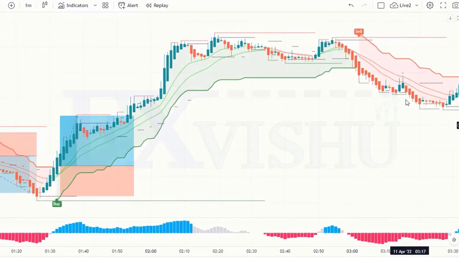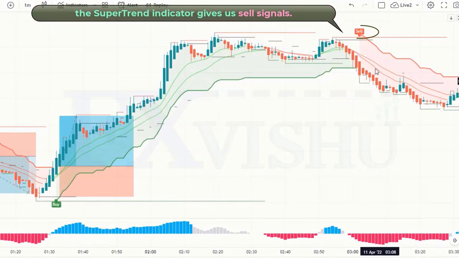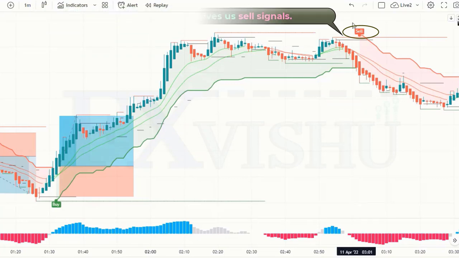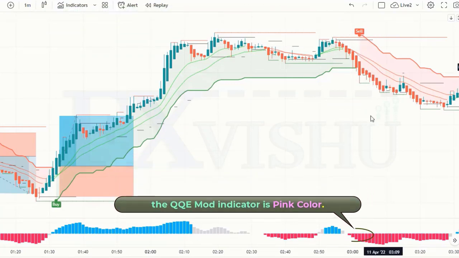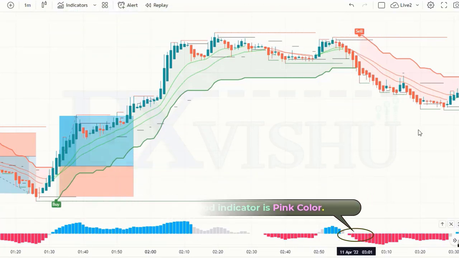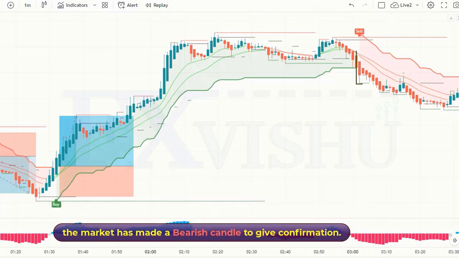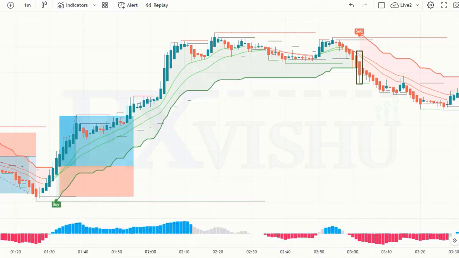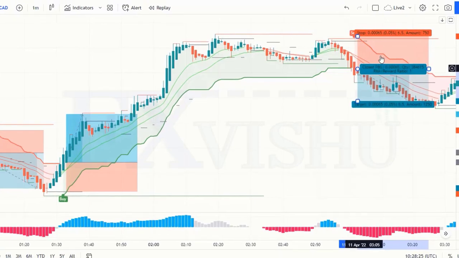We have got the signal. Here the SuperTrend indicator gives us sell signals. The QQE mod indicator is pink color. The market has made a bearish candle to give confirmation. So all our conditions are being fulfilled, so we are placing an order to sell.